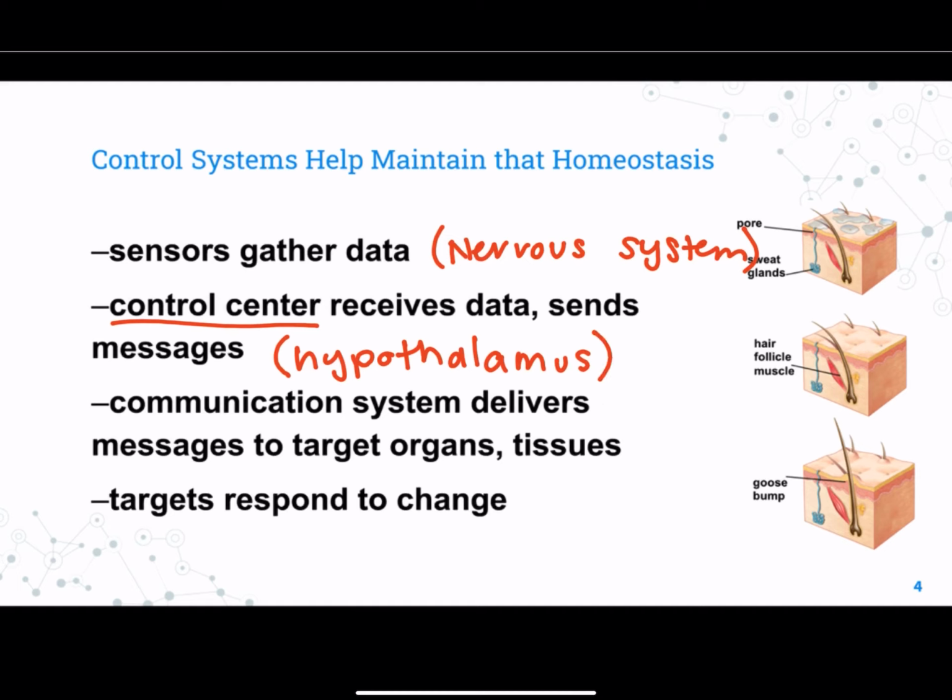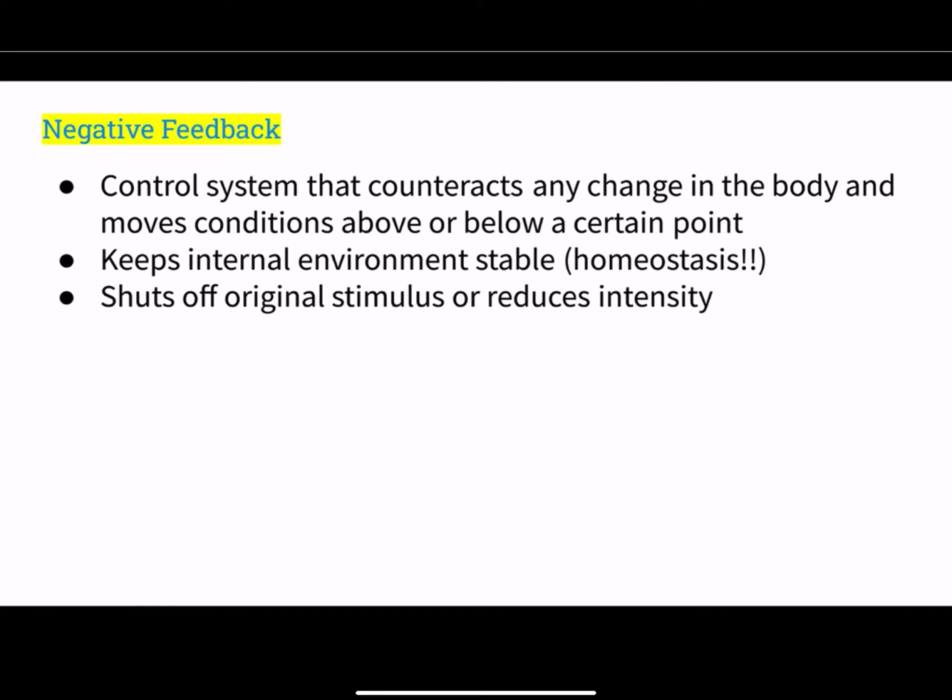Okay, then we're also going to have a communication system that's going to deliver messages to target organs, and those targets are going to respond to the change. So this communication system delivering the messages, these messages are going to be hormones, and so we're going to have two systems. We're going to have the endocrine system that's going to produce those hormones, and we're also going to have the circulatory system deliver those. So we've got lots of different systems that are helping our topic, which is feedback loops.